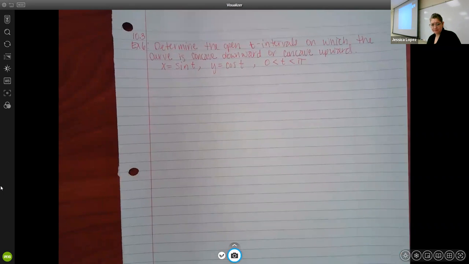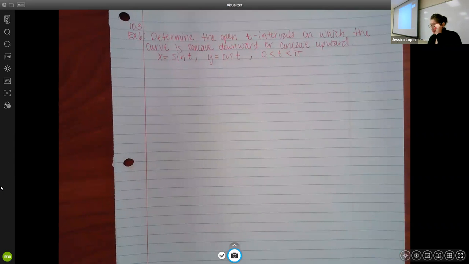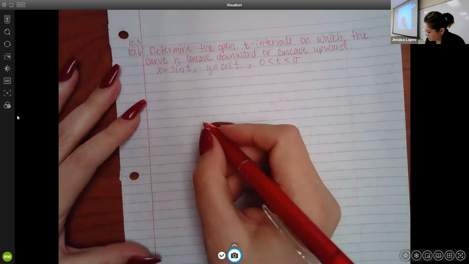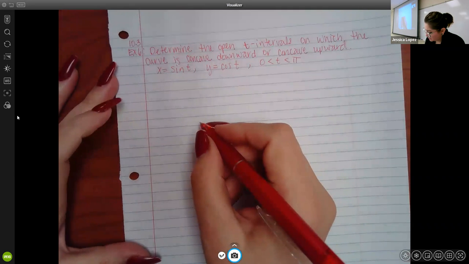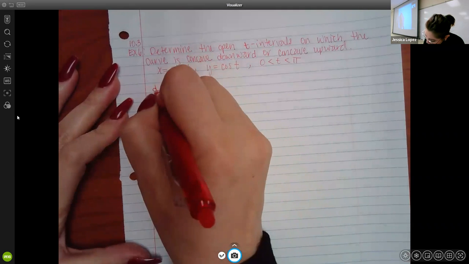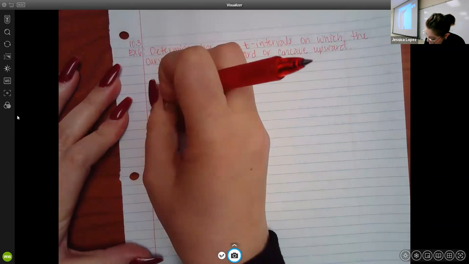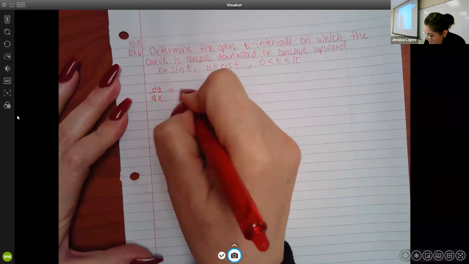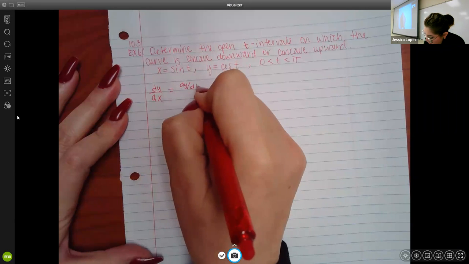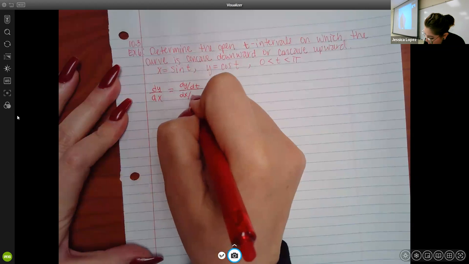Okay, we're going to try one more of these concave up, concave down interval things, but I wanted to talk about this one because it had trig. So all the same steps, we're going to do all the same things. So I have to first figure out my first derivative. So dy/dx is dy/dt over dx/dt.